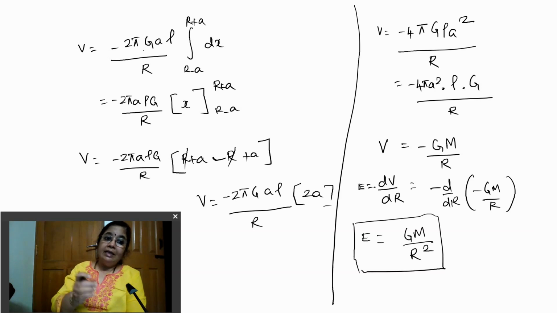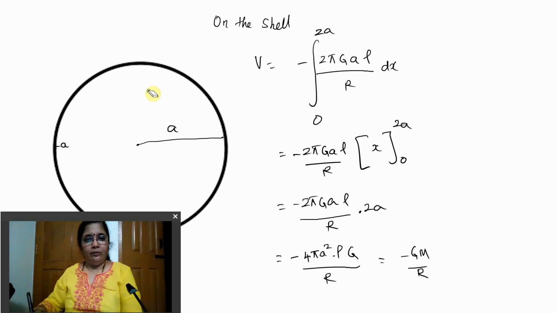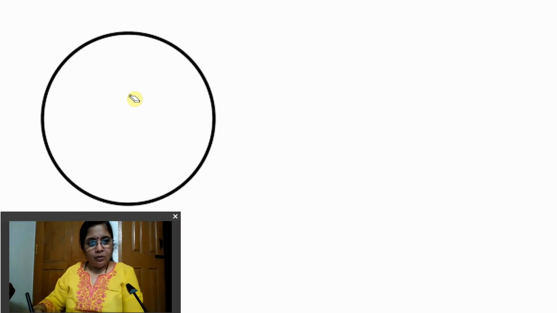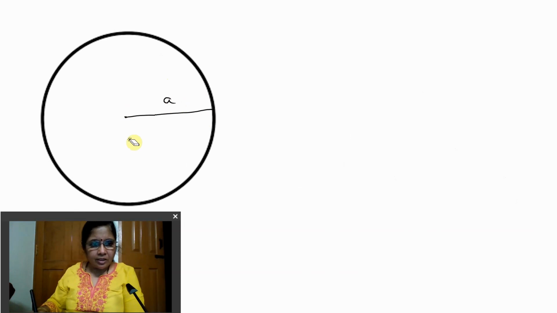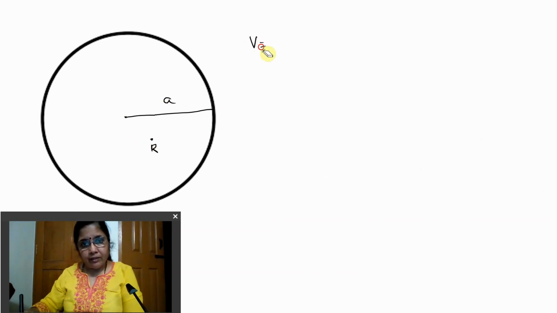So what is the last one you will have to do? For a point inside the shell. So now for a point inside the shell, which has a radius a, let me consider inside the shell, I have a point somewhere here. This is at a distance R. Again, you will have V is equal to 2 pi G a rho by R into dx.